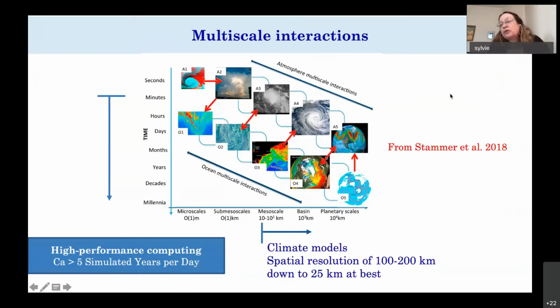And typically you have to be above the 5 simulated years per day. In weather, you can manage with 100 simulated days per day, but for climate, you need much more than this because you have much longer integration time.